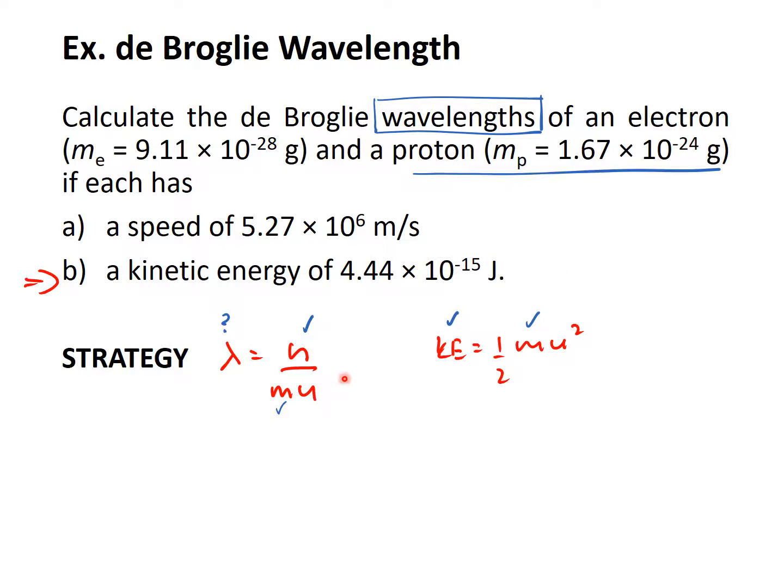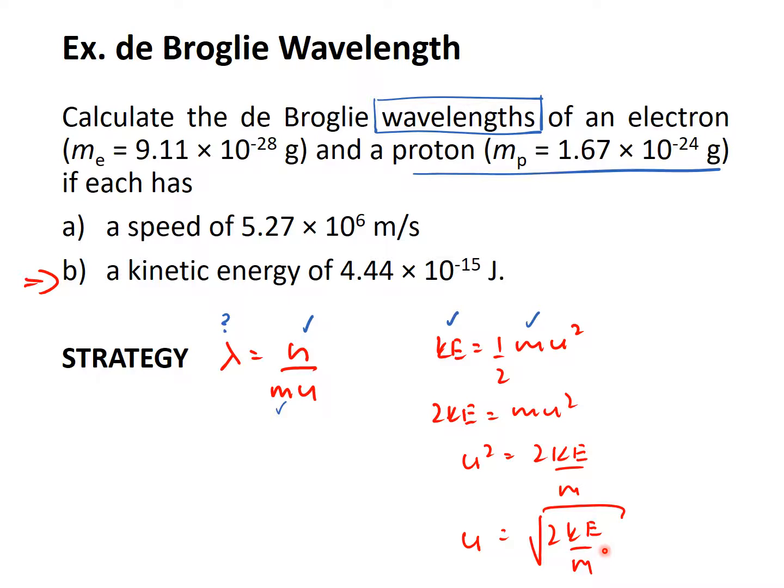and then plug the speed into the de Broglie equation. Okay, so we're going to try to isolate the speed, and we'll do this by multiplying both sides of the equation by 2. This gives us 2 times the kinetic energy equals the mass times the square of the speed. Then we're going to isolate the speed by dividing both sides by the mass and then taking the square root. This gives us the square of the speed equals 2 times the kinetic energy divided by m. Then taking the square root gives us the square root of 2 times the kinetic energy divided by the mass.